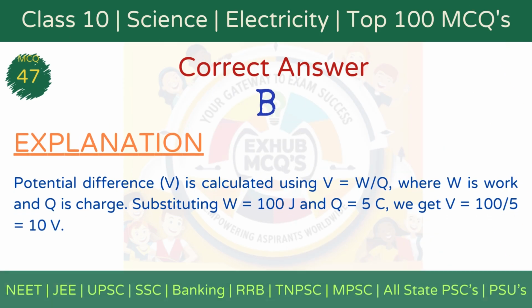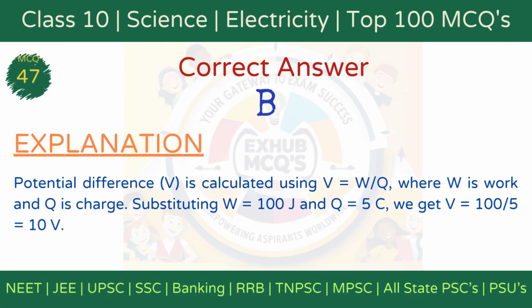The correct answer is option B, 10 volts. Explanation. Potential difference is calculated using V equals W over Q. Substituting W equals 100 J and Q equals 5 C, V equals 100 over 5 equals 10 V. This shows the energy per unit charge in the circuit.